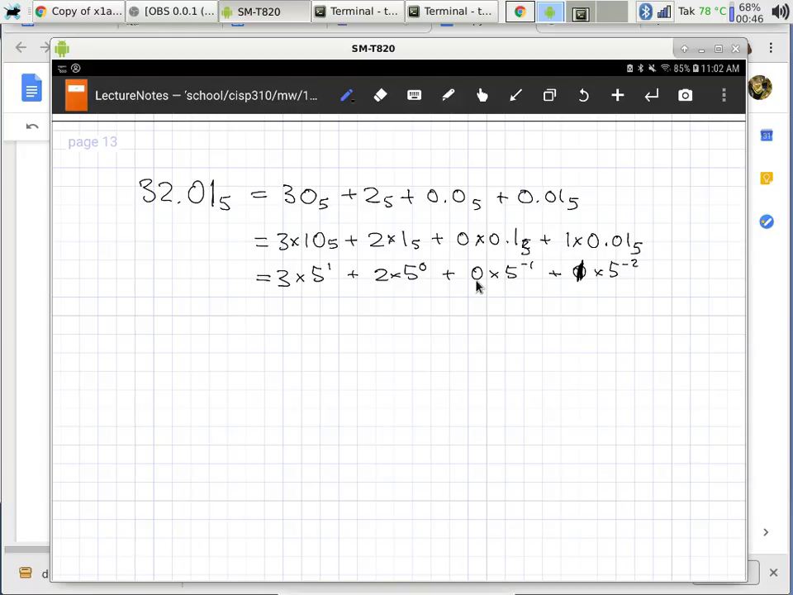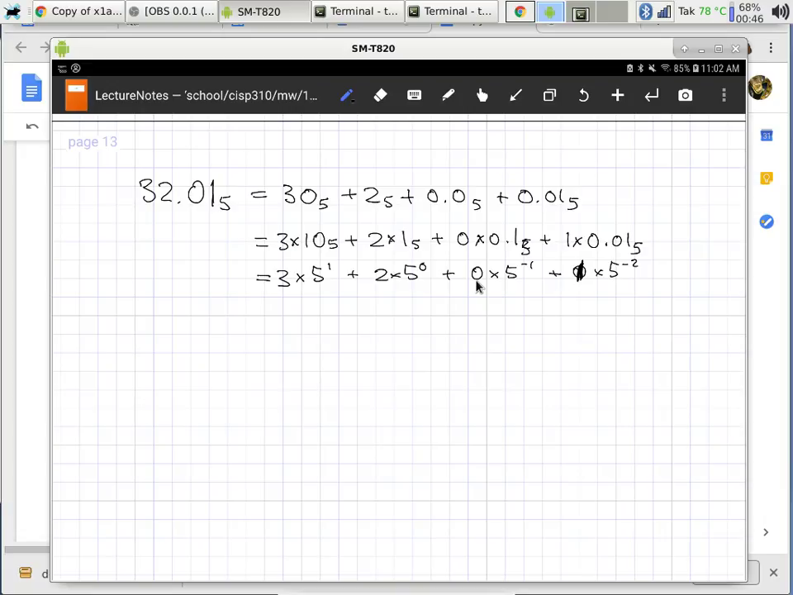Because 10 in base 5 is now 5 to the power of 1. 1 in base 5 is now 5 to the power of 0. 0.1 in base 5 is now 5 to the power of negative 1. And 0.01 in base 5 is now 5 to the power of negative 2. So this is the most crucial step, because from here on, it's all base 10 numbers. The base 5 stuff is already completely gone at this point.